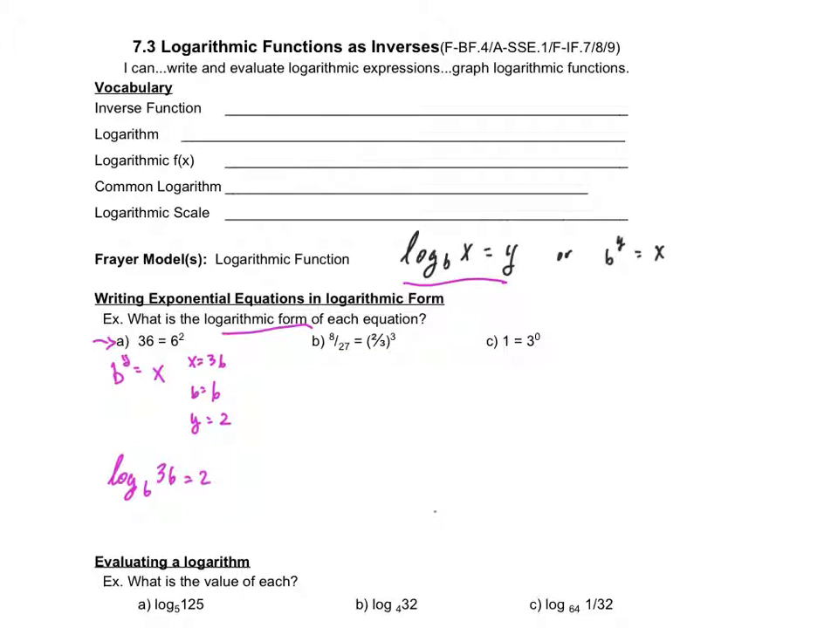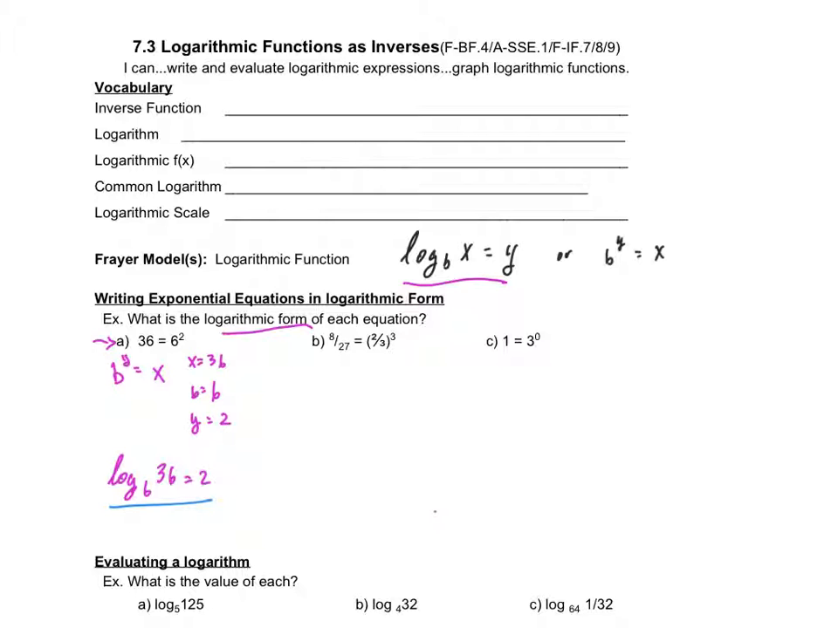And to read that, we know that the log base 6 of 36 equals 2. So what number is 6 raised to get to 36? 2. So this is going to be my logarithmic form.